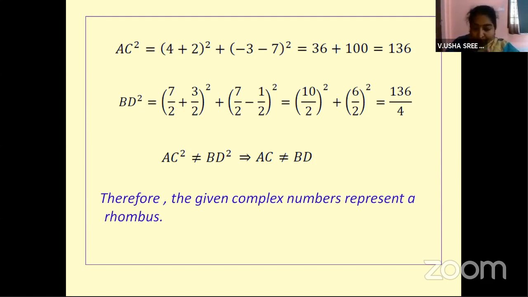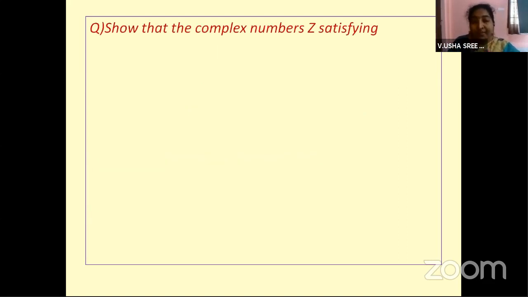Okay. Now, one more problem we will look into, children. Show that the complex number z satisfying z square plus z bar square is equal to 2 constitutes a hyperbola. This is an important result, I can say. You can take it as a 4-mark question also.